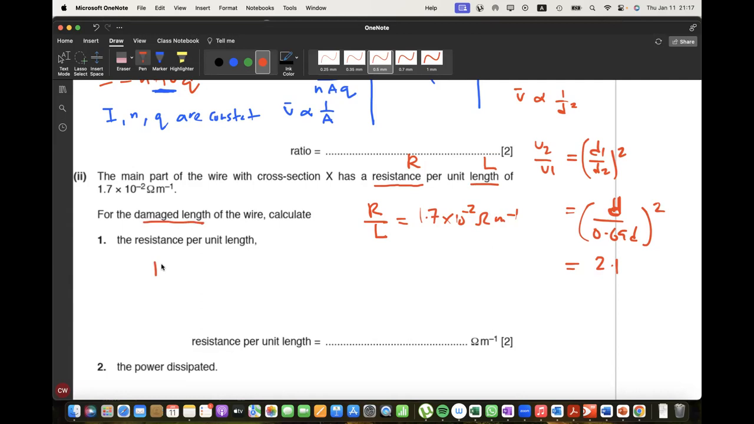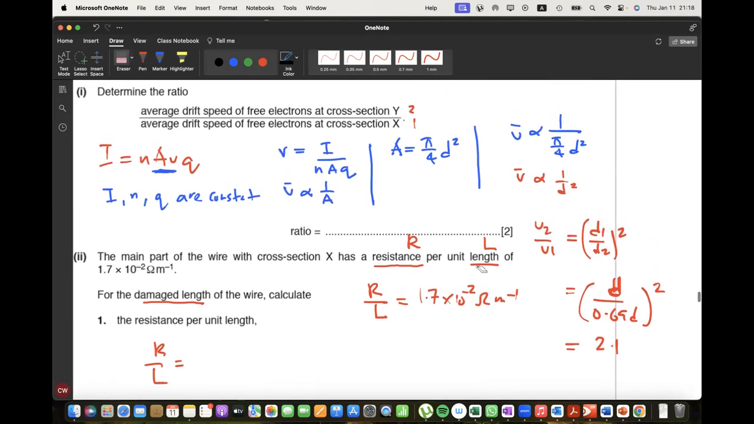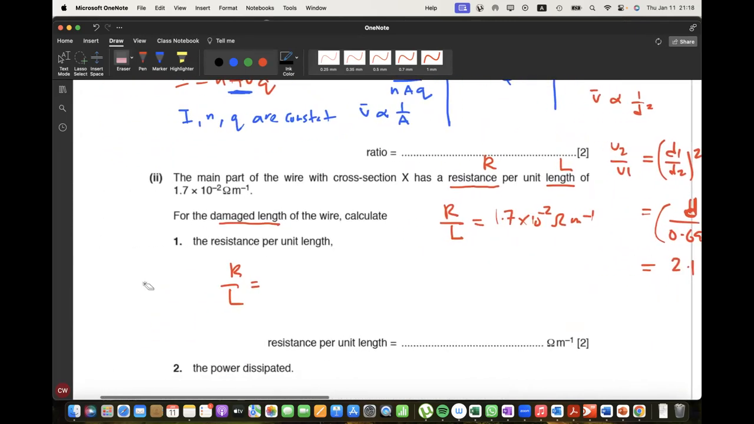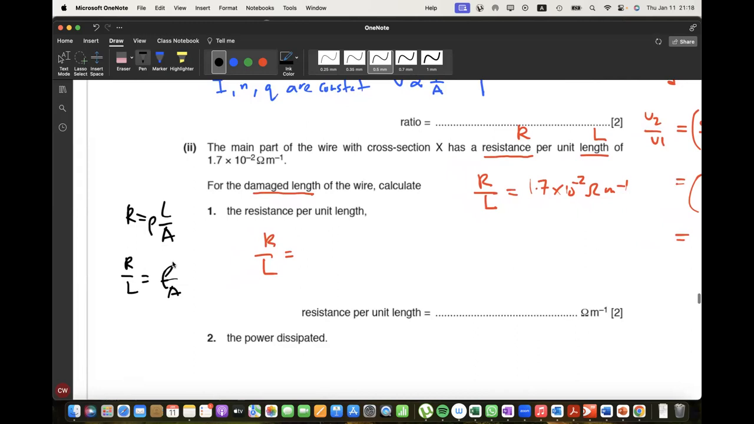Damage wire. What is the R over L? Damage wire, the R and the L. What is the resistance? How can we find this thing? R equal to what? Rho L over A. What is the L? R over L equal to what? Rho over A. Fair enough. So rho over A, rho is it?